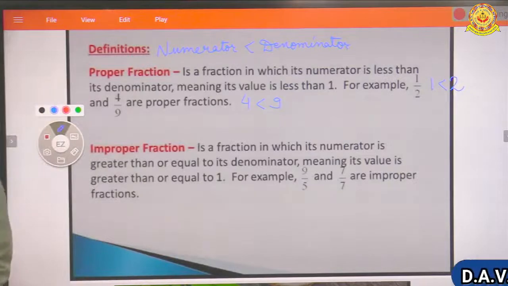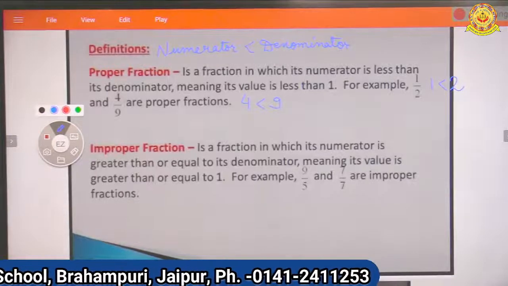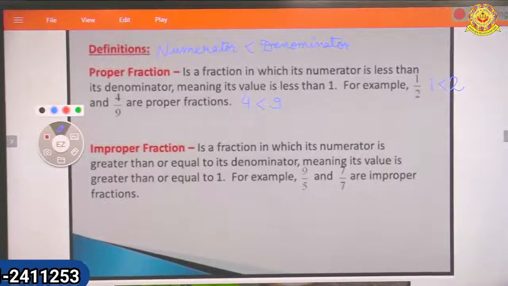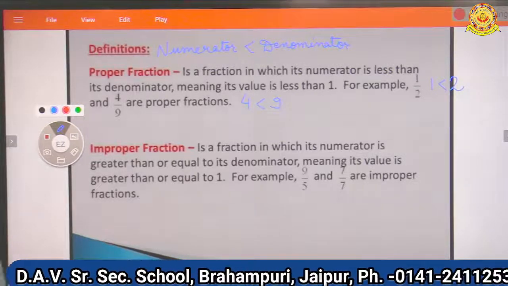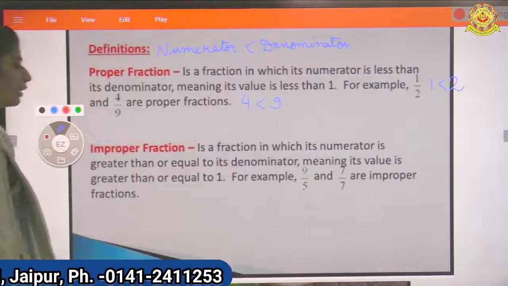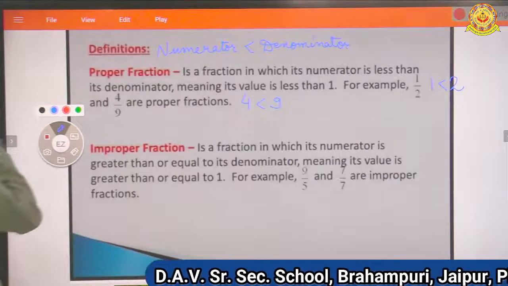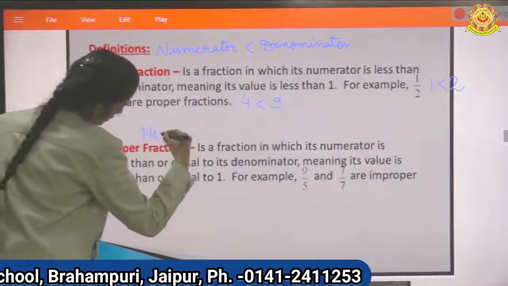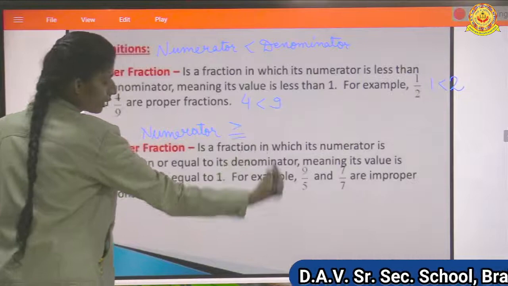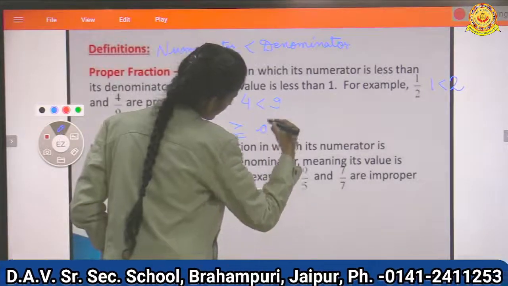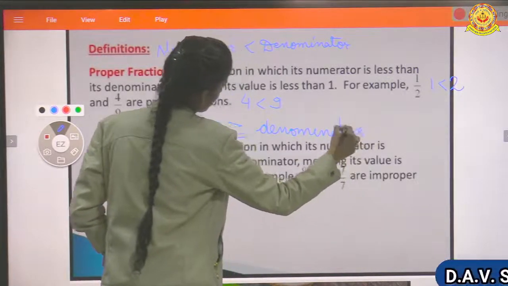Okay, is it clear everyone? Now, opposite of proper fraction is improper fraction. An improper fraction is a fraction in which its numerator is greater than or equal to its denominator, meaning its value is greater than or equal to 1. Opposite will be numerator greater than denominator. Either it will be greater or else equal. Numerator should be greater than or equal to its denominator.